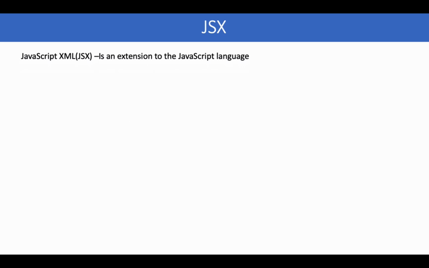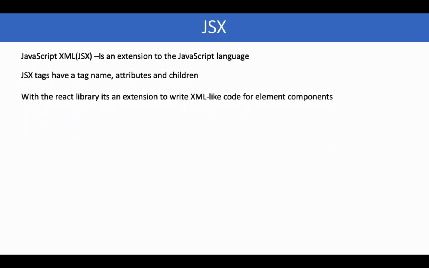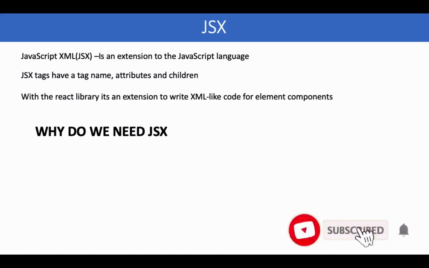JSX tags have a tag name, attributes, and children. With the React library, it is an extension to write XML-like code for elements and components. Why do we need JSX? JSX is a syntax expression for ReactJS that adds support for writing XML HTML tags in JavaScript.